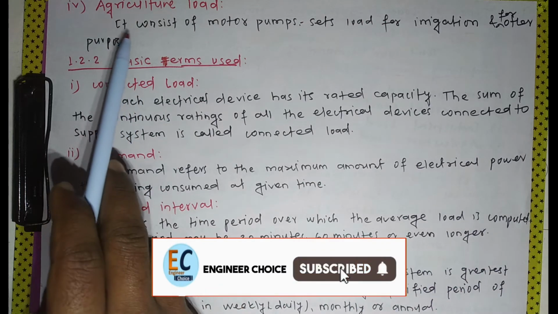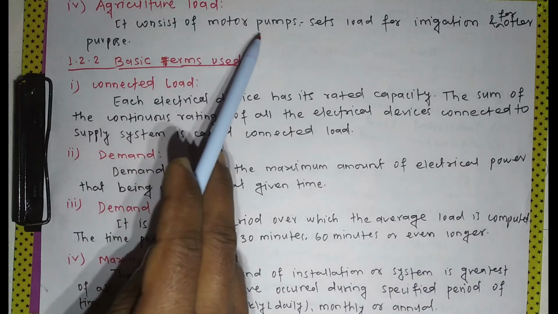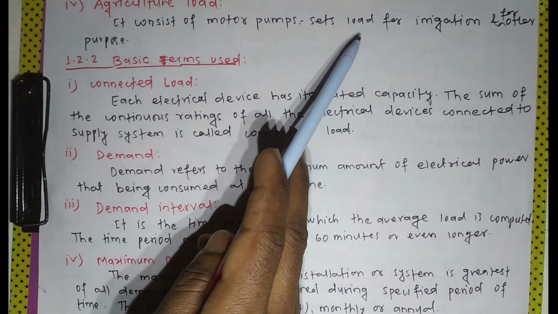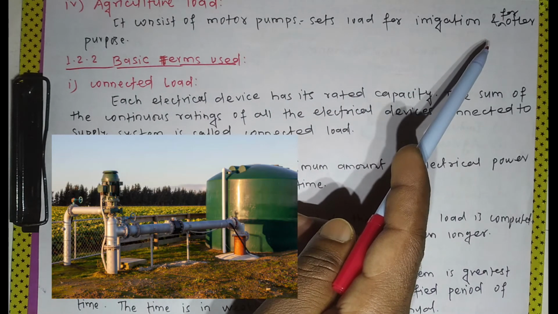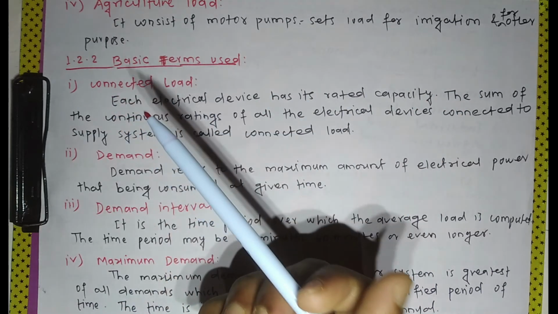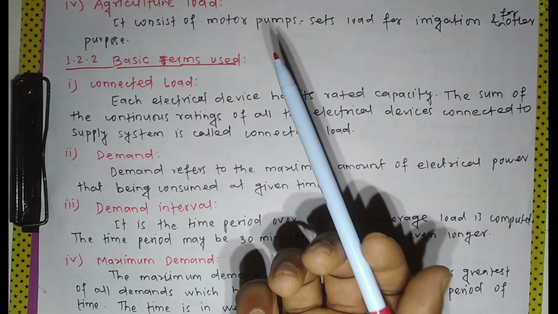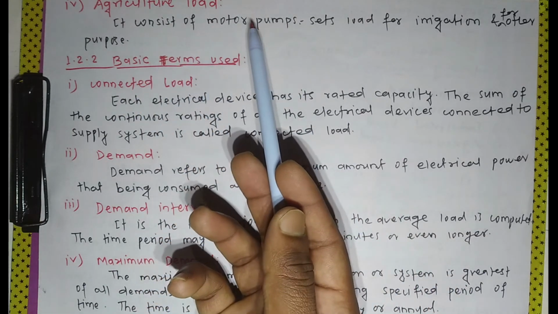And the last type of load is agricultural load. It consists of the motor pump set load for irrigation and for other purposes. Means the loads that are used in agriculture, for agricultural purposes, are known as agricultural load.